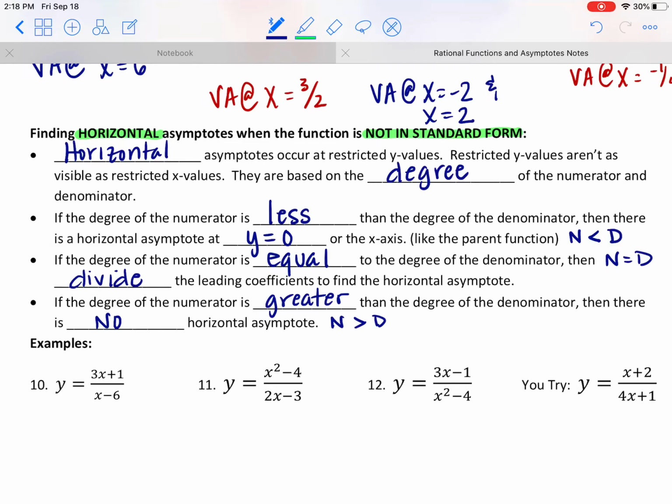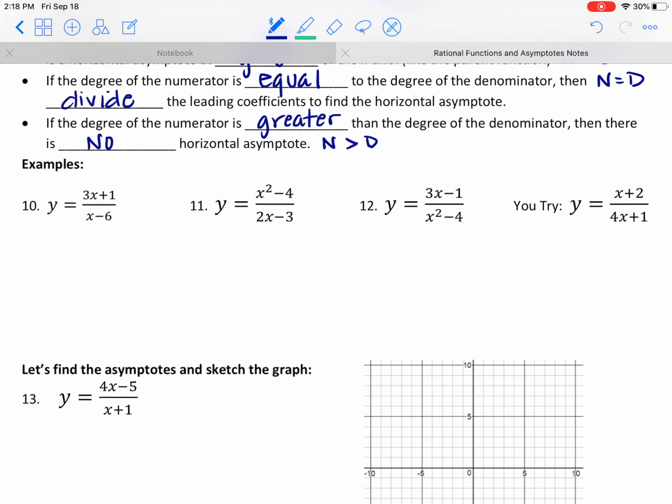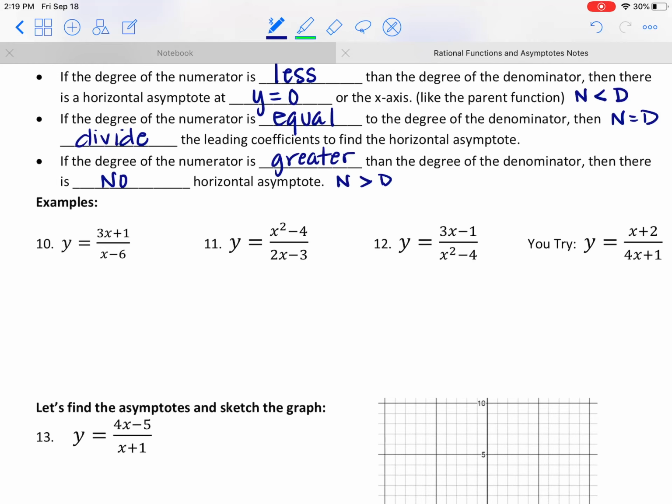And again, this could all be confirmed by putting it into the calculator. You're going to put it in there and you're going to see, oh yeah, I did this right. Okay? So let's look at number 10. The degree is the highest exponent that we see on a variable. So in this case, the degree of the numerator is 1. So this has a degree of 1, and the degree of the denominator is also 1.